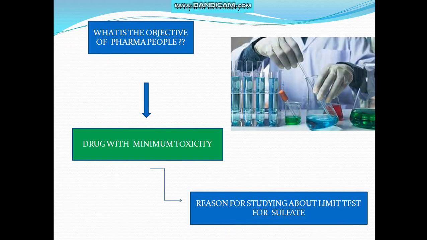Question comes, why is it necessary? So as a pharma student, you know your objective. You have to prepare drug with minimum toxicity. If sulfate is present as an impurity in any drug formulation, it will produce toxicity to our body. Therefore, we should know about limit test for sulfate.